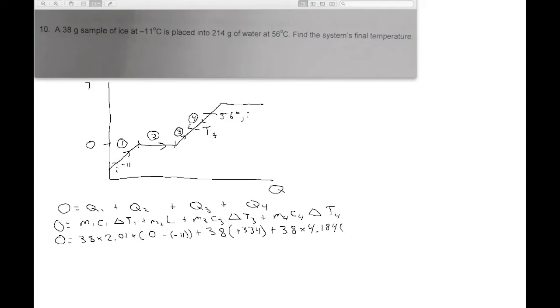And now the final temperature is really the unknown temperature, TF. And what's the initial temperature? Well, the initial temperature obviously isn't negative 11. The initial temperature at the beginning of step 3 is 0.